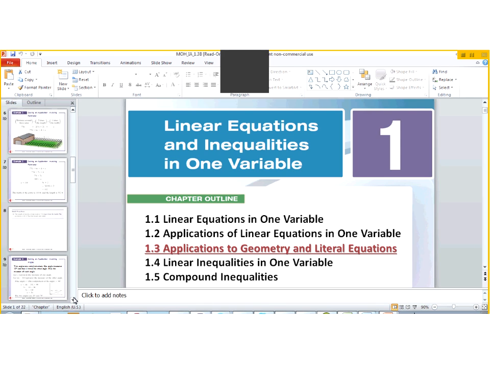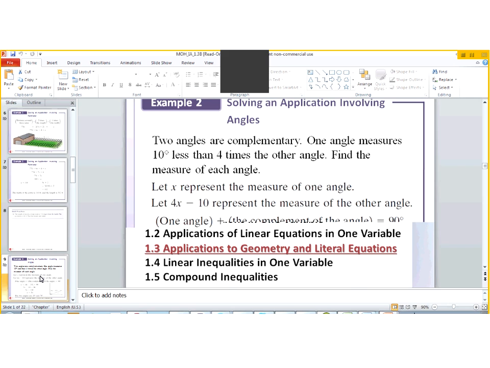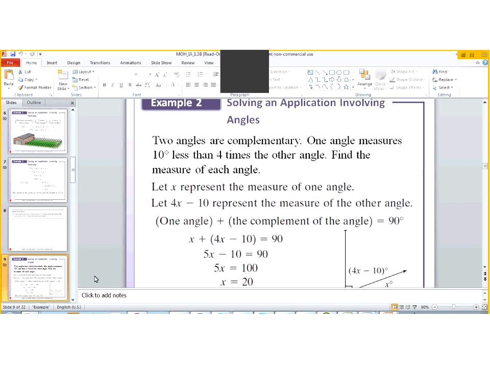One of the ones that you'll see on the test is this kind: complementary and supplementary. You will see a problem like that on the exam, and you also see it in the take-home test. So let's take a look at this example here.